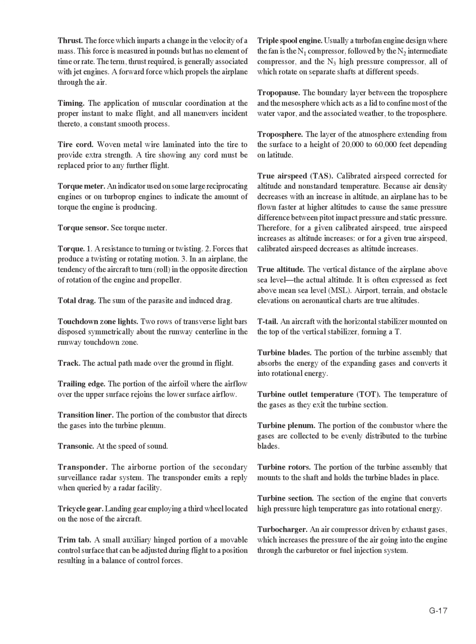Tricycle gear. Landing gear employing a third wheel located on the nose of the aircraft. Trim tab. A small auxiliary hinged portion of a movable control surface that can be adjusted during flight to a position resulting in a balance of control forces. Turbine section. The section of the engine that converts high-pressure, high-temperature gas into rotational energy. Turbocharger. An air compressor driven by exhaust gases, which increases the pressure of the air going into the engine through the carburetor or fuel injection system.